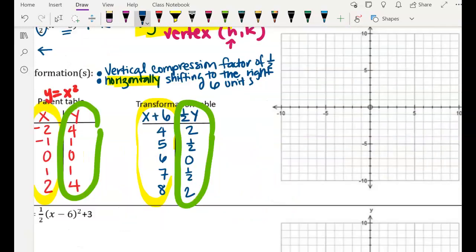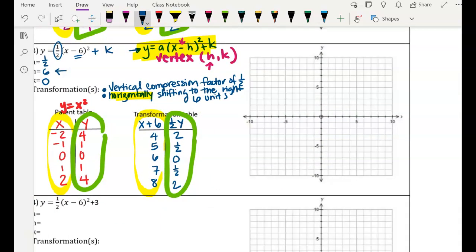So now let's plot. 4, I'm going to go right 4 and up 2. Go 5 and now a half y. 6 is now 0. 7 is back to a half value of y. And 8 is going to go back up to 2. So again, make sure we round out the bottom.